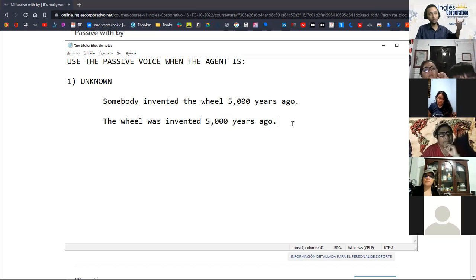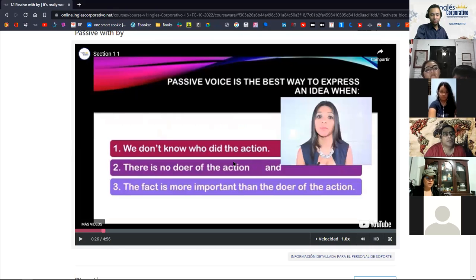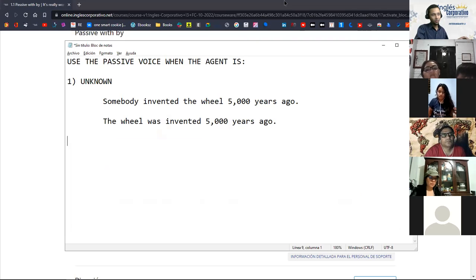En español sería, la rueda fue inventada hace 5,000 años. ¿Quién la inventó? Vas a ver. Pero eso no es lo importante. Lo importante es que hace 5,000 años fue creada, fue inventada. So that's the first one. The second one, when there is no doer of the action and the fact is more important than the doer of the action. Para decirlo esto en una forma un poquitito más práctica, decimos, we use the passive voice when the agent is obvious.